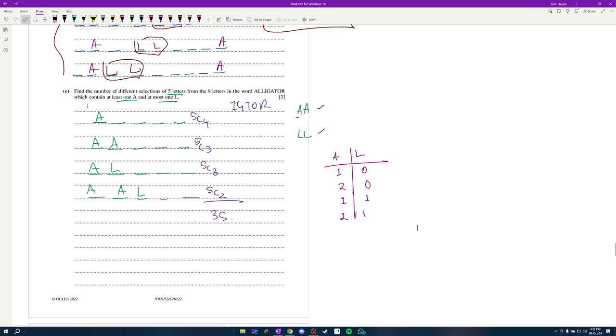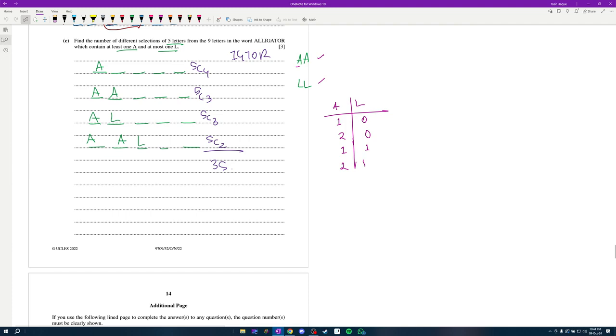For example, I pick 1A and 0L, then I completely ignore the A's and L's. I only deal with IGTOR. I have 4 blanks but 5 letters, so that's 5C4. Then 2 A's and 0 L's, I ignore the L's completely. From IGTOR, I choose any 3, 5C3. 1A, 1L, 5C3. 2 A's, 1L, 5C2. If you add all of these up, you get your final answer as 35.